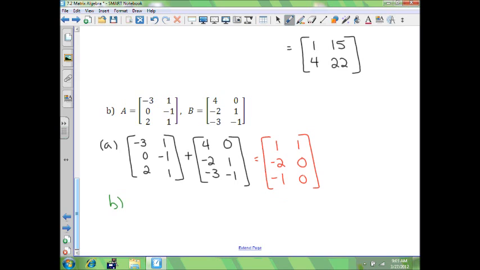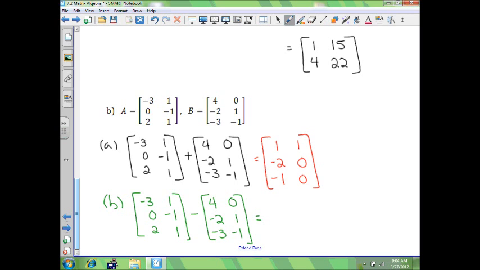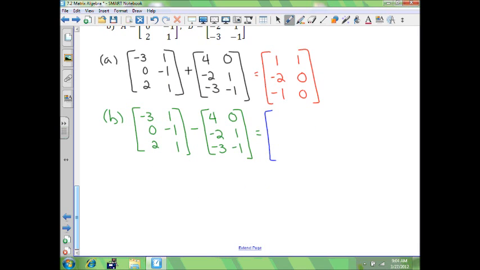Now for part B, it says A minus B. Negative 3 minus 4 is negative 7. 1 minus 0 is 1. 0 minus negative 2 is a positive 2. Negative 1 minus 1 is a negative 2. 2 minus negative 3 is 5. 1 minus negative 1 is 2.